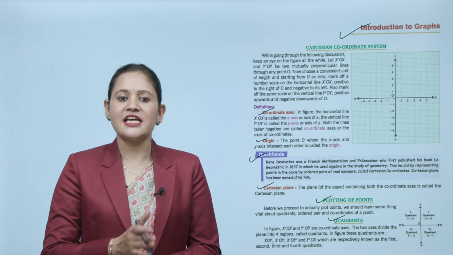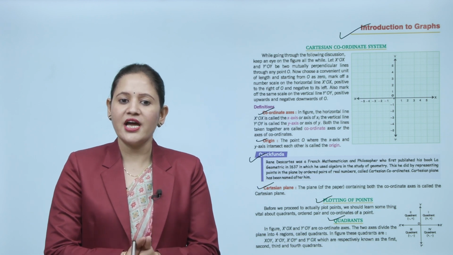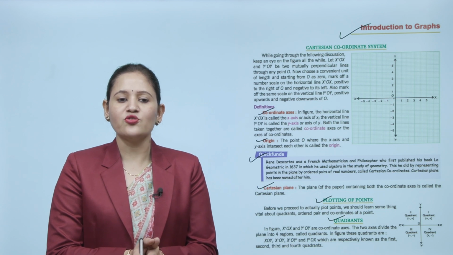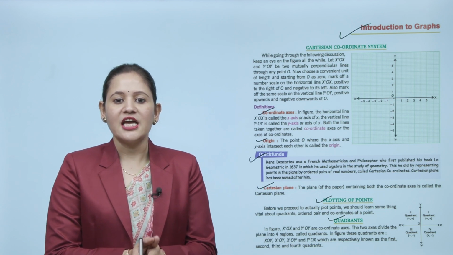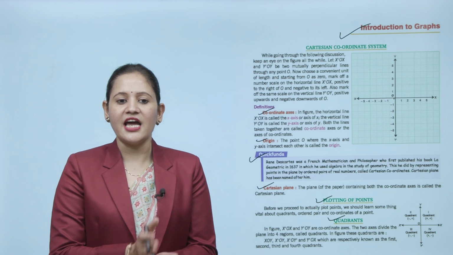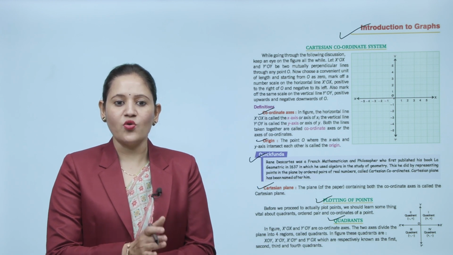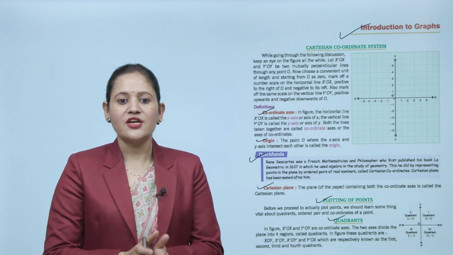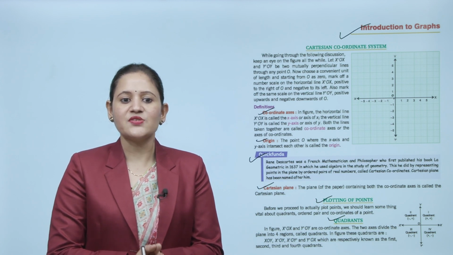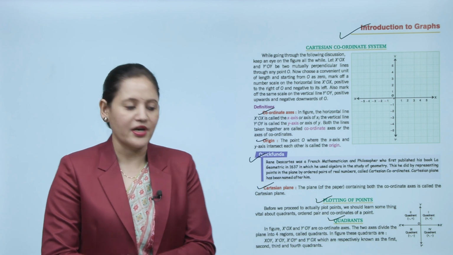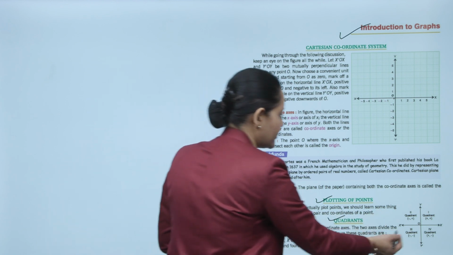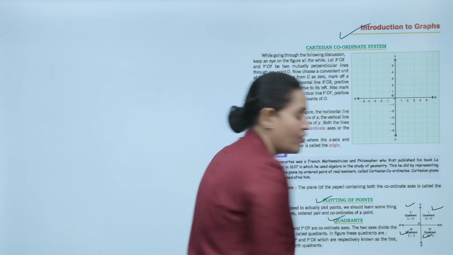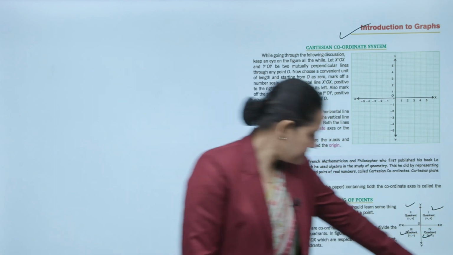In the figure, X'OX and Y'OY are coordinate axes. The two axes divide the plane into four regions called the quadrants. In the figure, these quadrants are XOY, X'OY, X'OY' and Y'OX, which are respectively known as first, second, third and fourth quadrant. So four part में divide करता है. This is first quadrant, this is second, this is third and this is fourth quadrant.